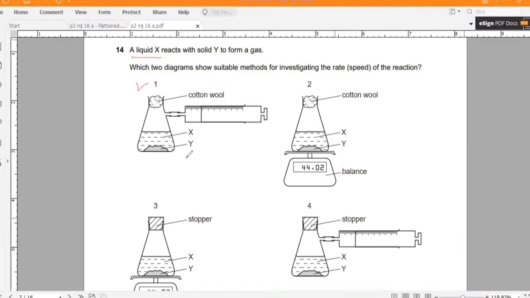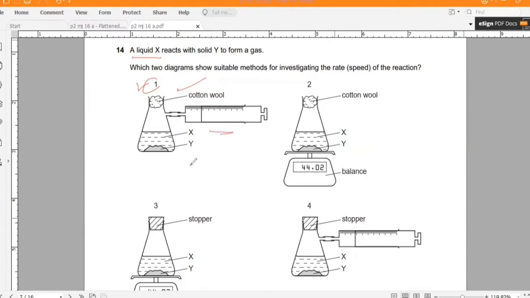So where do you investigate? Exactly which diagram describes where you can collect the gas and investigate or find out the gas. Especially here, we can measure it; the measurement will be appropriate out of these 4 diagrams. So here, diagram number 1 is about cotton wool, and here we have even a gas syringe.